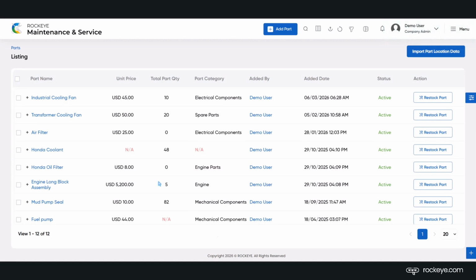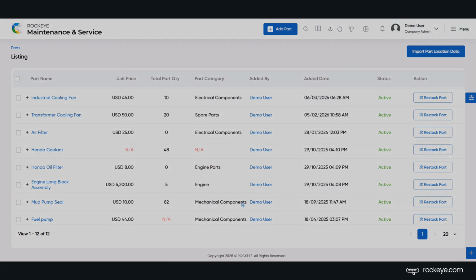Centralized parts management optimizes inventory turnover and ensures maximum uptime for all critical business assets.